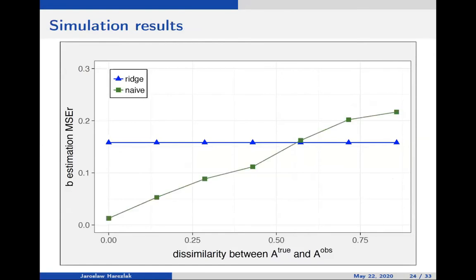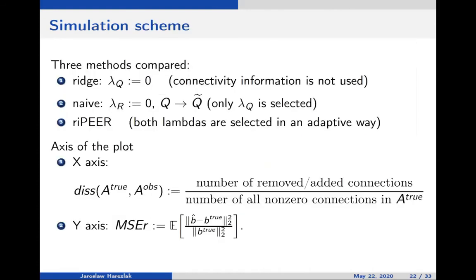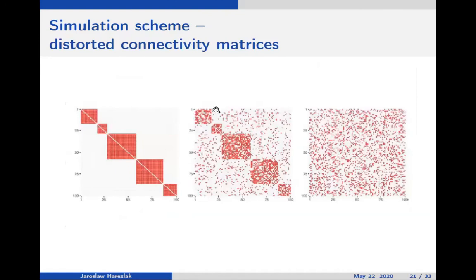Well, if we use just the ridge penalty, we don't get any change in the estimation quality, where we looked at the estimation of the regression coefficients. If we screw up the information in this connectivity matrix, it's this blue line. If we use the method where we assume we have information, we get the green curve, which shows that we're doing well if the connectivity that we use is great, so it's here or maybe here.